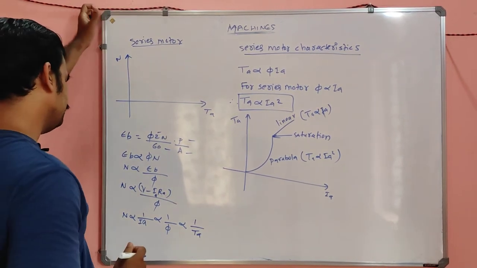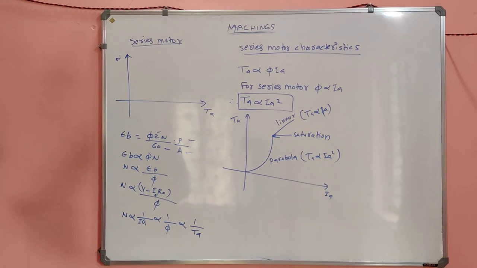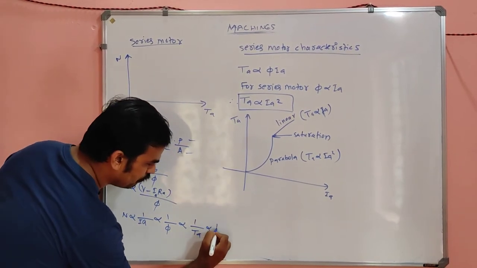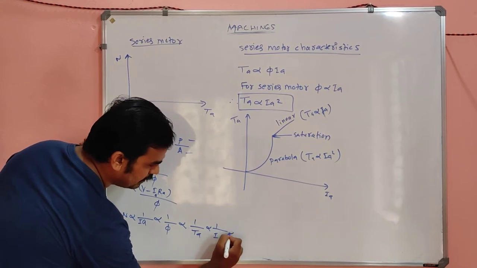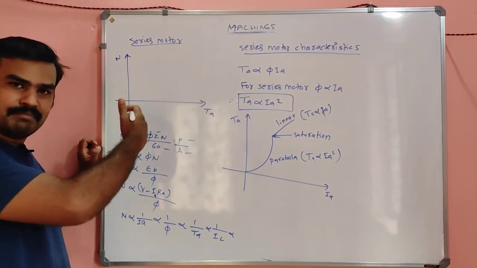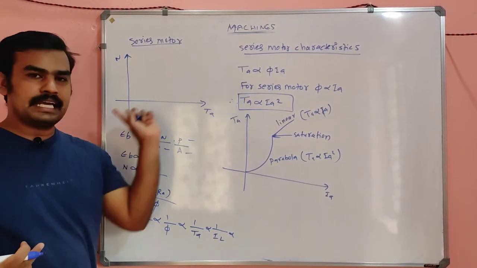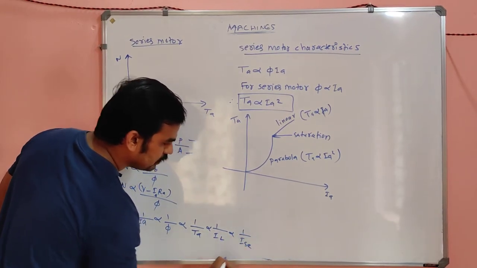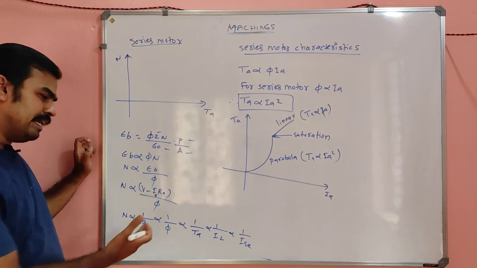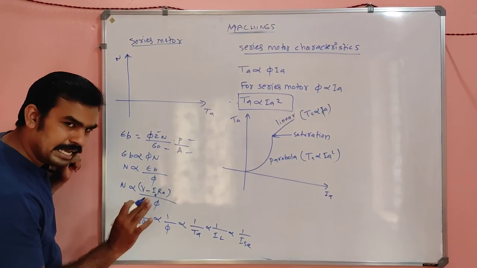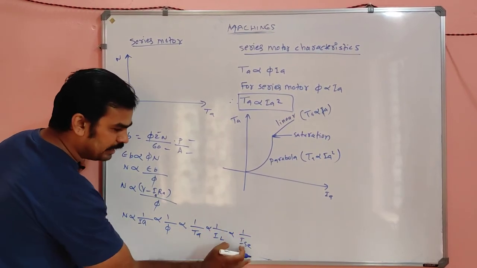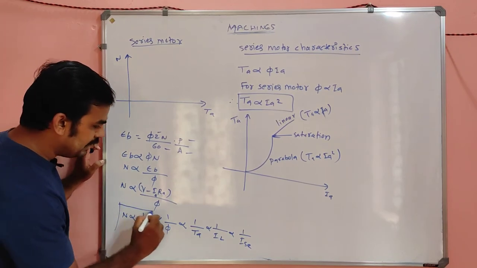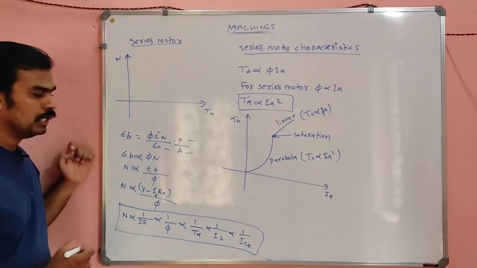N will be proportional to 1 by IA. Suppose it's 1 by IA, I can also write that as 1 by IL, because IA and IL are the same in series connection. Again it will be equal to 1 by ISC, that is the series field current. If you just need IA, IL is automatically there, ISC is automatic, because all are connected in series. So this is the basic equation of the graphs.